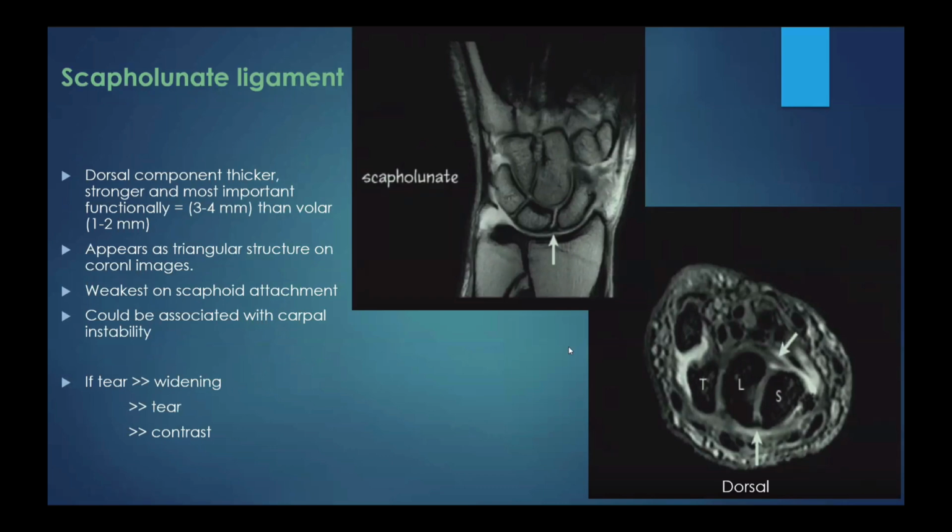First, to start with the scapholunate ligament. The scapholunate ligament has two components, the dorsal and volar aspect. Usually the dorsal component is the thicker and stronger and most important functionally. It appears as a triangular shape on coronal images and should have low signal intensity. It is weakest at the scaphoid attachment, and injury to the scapholunate ligament might cause carpal instability.